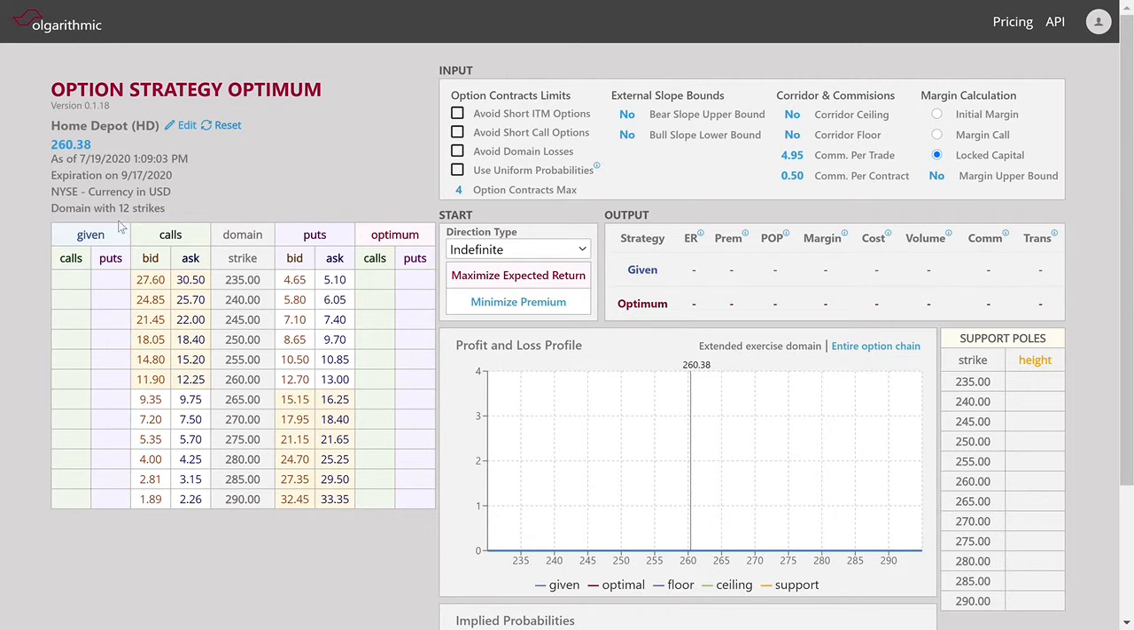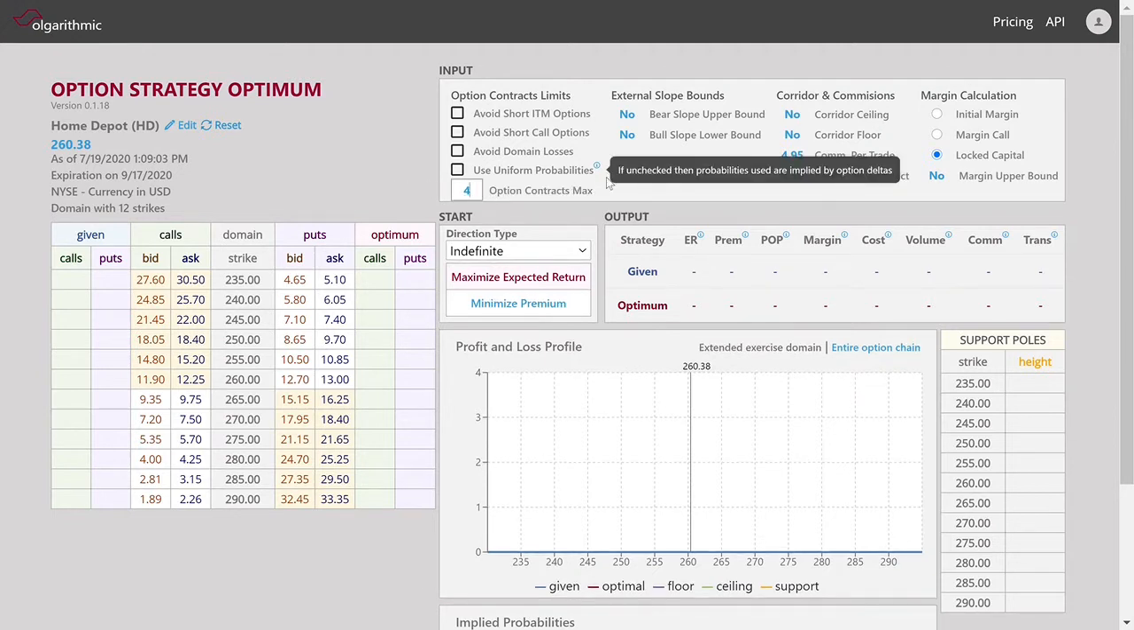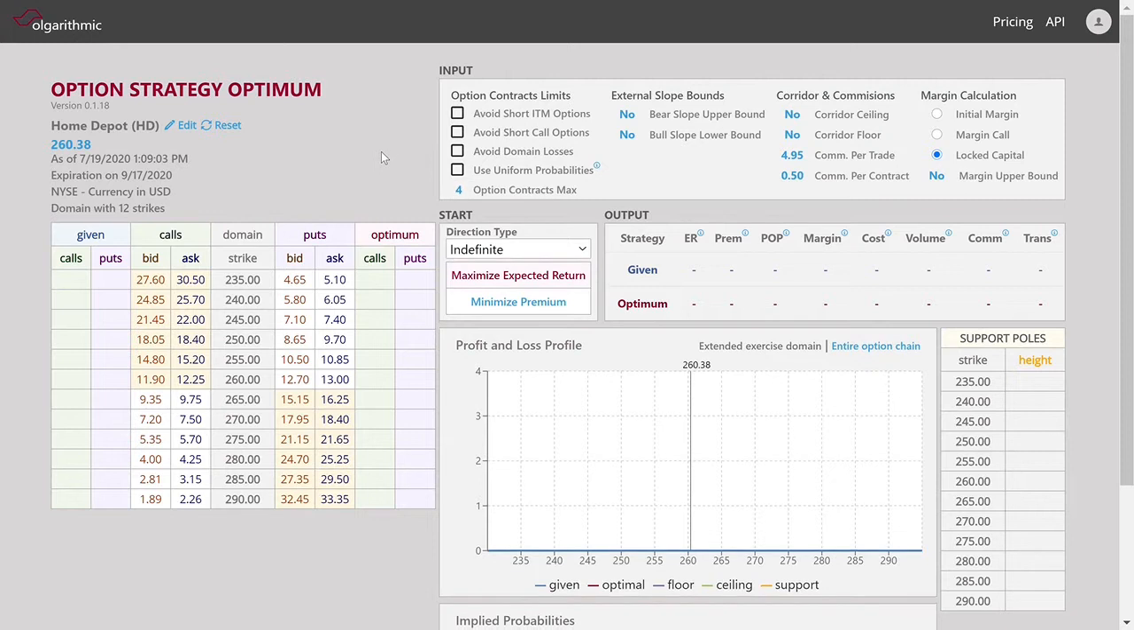We will be using a domain with 12 strike prices, starting at $235 and ending at $290. Also assume that we decided to trade not more than 4 option contracts. This limit can be defined by any figure. Theoretically, there are no restrictions on this figure, but it is restricted by your subscription level. By default, it is just 4 option contracts.